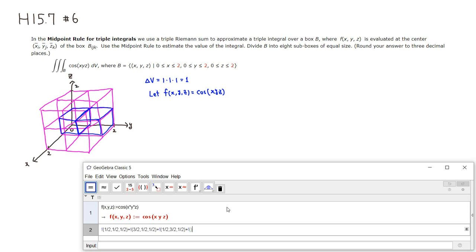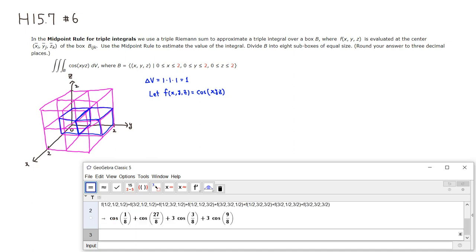Another one is f of 1 half, 1 half, 3 halves. So we got that. These are the only ones with one 3 halves. Next, how about those with two 3 halves? You have 3 halves, 3 halves, and 1 half. Or f of 1 half, 3 halves, 3 halves. Or f of 3 halves, 1 half, 3 halves. I think that's all the possibilities. And the last one is all three being 3 halves.